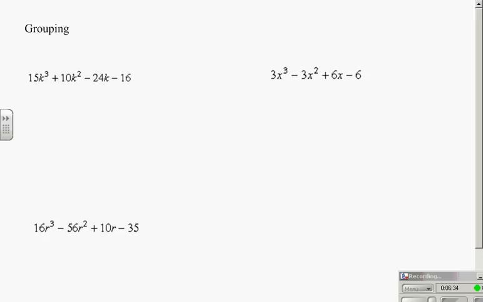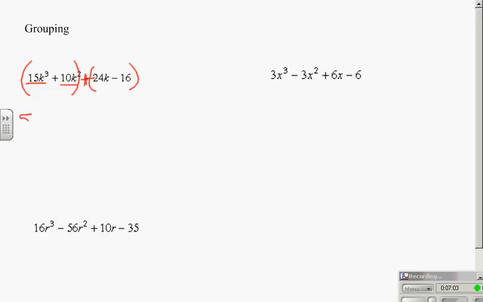Now, grouping is another way to work problems, and it's pretty slick once you get a handle on it. 15k cubed plus 10k squared minus 24k minus 16. No common factors that I can see. But what I can do is change this to plus and minus, group them by pairs, and then look for common factors in those pairs.